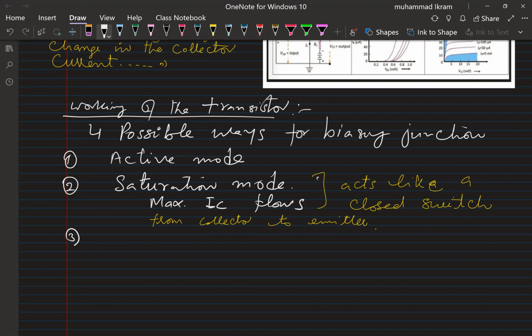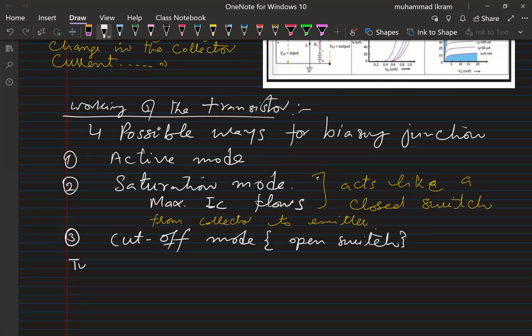The third one is the cutoff mode. Here the transistor acts like an open switch, and no current flows. In this case, it is in the off state. And then there is the inversion mode also, that is the emitter to collector situation where the terminals are interchanged, but that is beyond the scope of our syllabus, and I don't want to discuss that either.